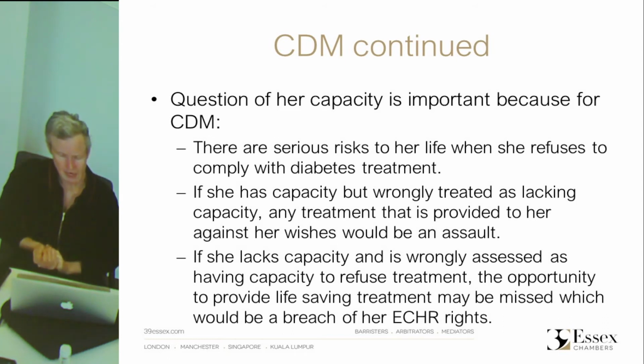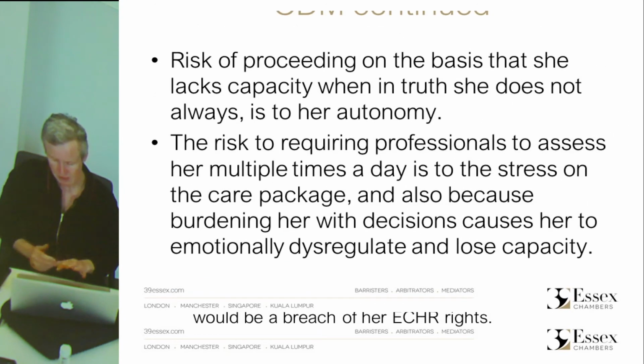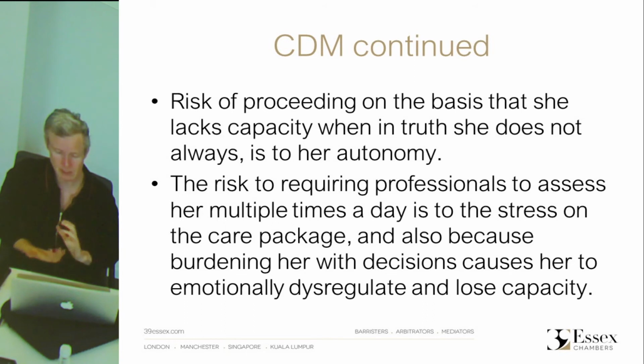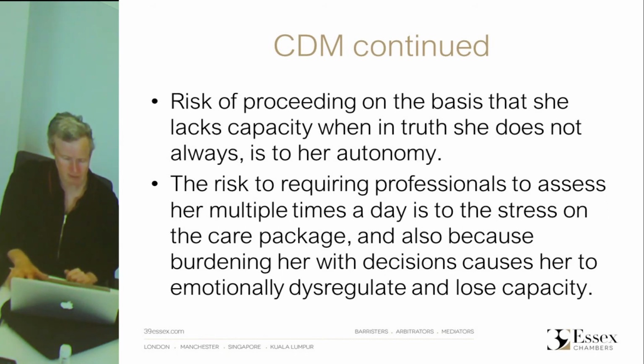So I'm going on to the next slide now, and this is just emphasising and taking further the risks of acting on either basis. So the risk of proceeding on the basis that CDM lacks capacity is a risk to her autonomy, i.e. you override her autonomous right to either accept or refuse treatment, but her risk in requiring professionals to assess her multiple times a day is to the stress on the care package and burdening her with decisions which cause her to become emotionally dysregulated and lose capacity. So the evidence was when you burden her with decision making, actually that is not maximising her capacity. To maximise her capacity, she needs strict boundaries and a framework within which care is delivered. Until you know the basis upon which that care is being delivered, it makes it very difficult.